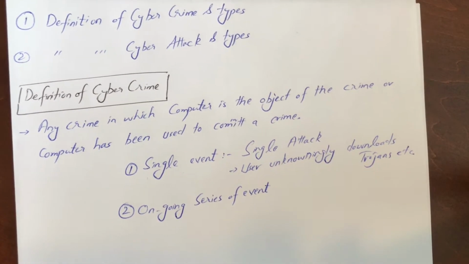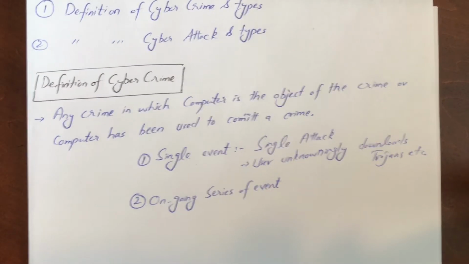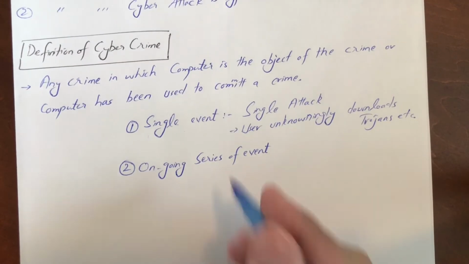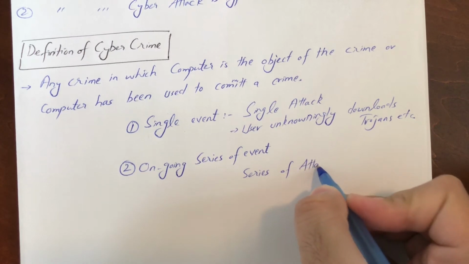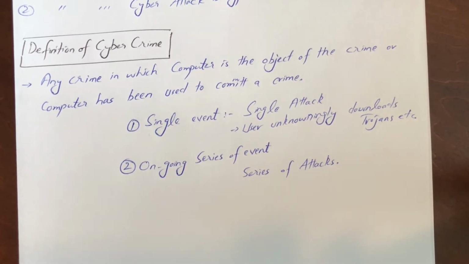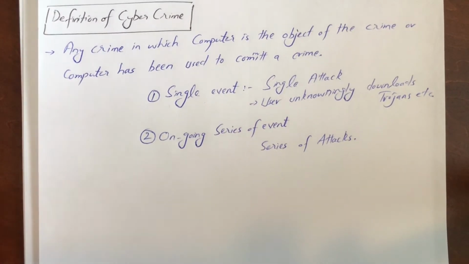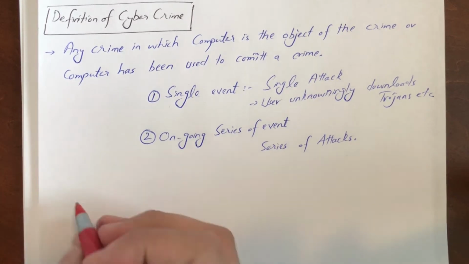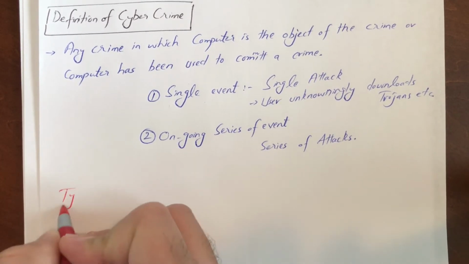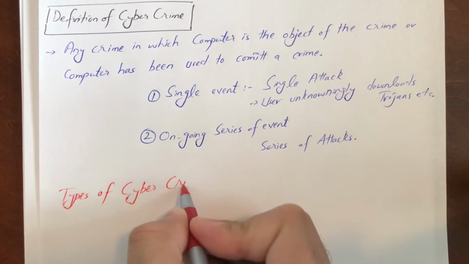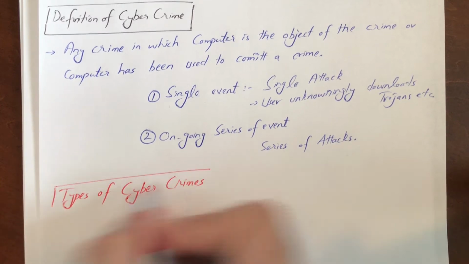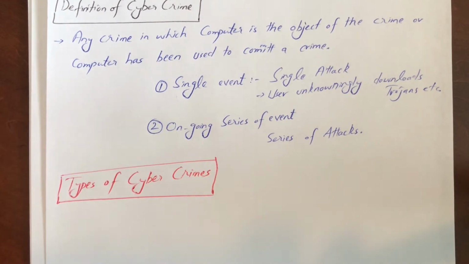While an ongoing series of events is basically a well-planned attack. Ongoing series means, for example, a series of attacks, one after another. So there are 2 types of cybercrime. It could be a single event, or it could be an ongoing series of events, or you can say multiple attacks, in fact. Next is the types of cybercrimes. There are mainly 5 types of cybercrimes.